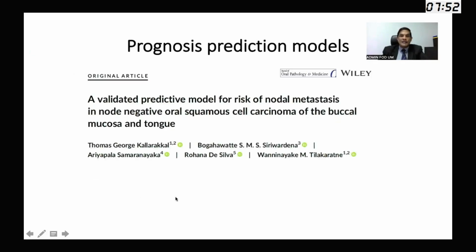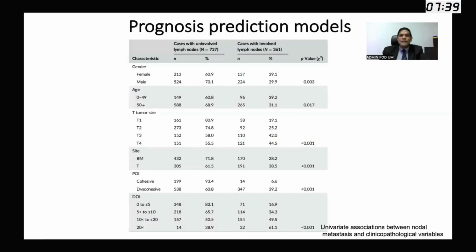Now this is the latest one. We have a validated predictive model for the risk of node metastasis in node-negative oral squamous cell carcinoma of the buccal mucosa and tongue, the two common sites of oral cancer. We looked at various parameters. According to univariate analysis, some of these are very significantly associated with metastasis and survival, like gender, age, clinical tumor size, site, pattern of invasion, and depth of invasion.